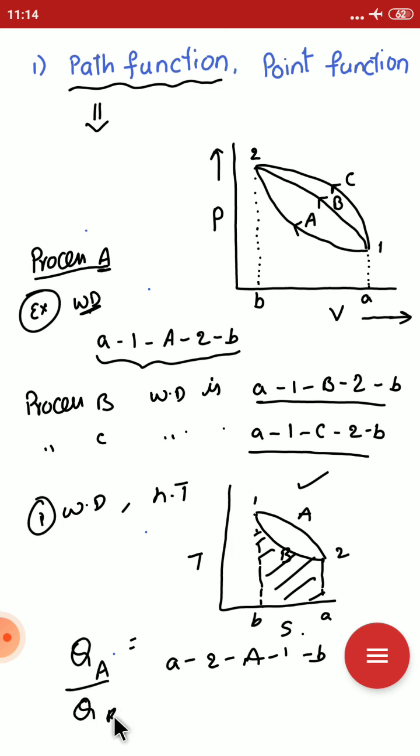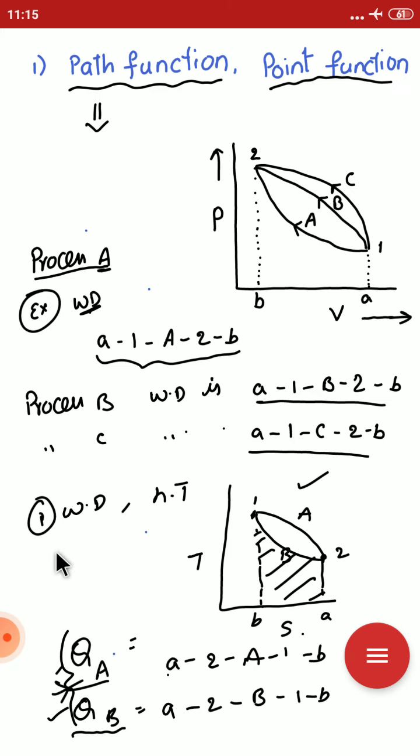The amount of heat transfer through process B is the area under this curve, 1 b. This is the amount of heat transfer through process B. These two amounts of heat transfer for process A and process B are different. It only depends upon the path followed by the system. Even though the start and end points are the same, the function only depends upon the path followed by the system. These are examples of the path function. I think it is enough. Next, the point function.